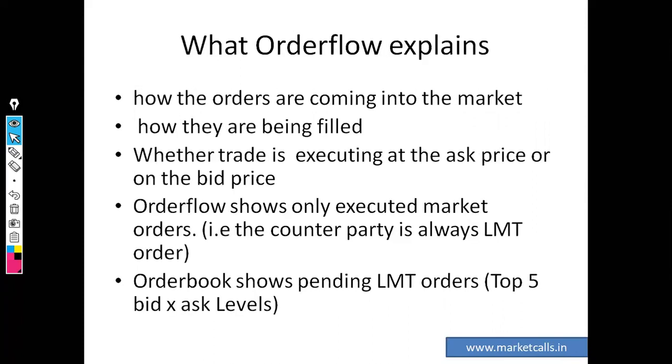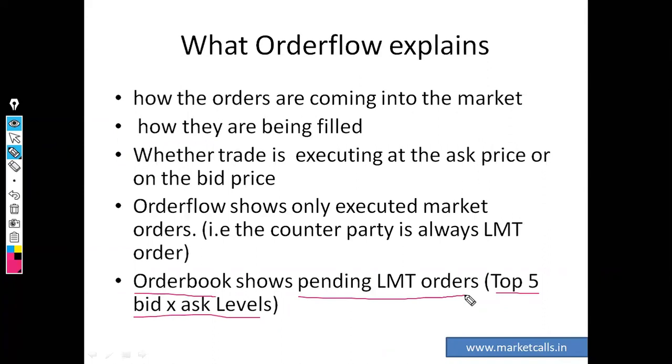So what order flow explains is how the orders are coming into the markets. Mostly it only talks about market orders. It doesn't talk about limit orders, right? What you are looking at in the order book is mostly the pending limit orders. If you look into your broker terminal, it shows you the top 5 bid and ask levels, right? They are nothing but pending limit orders, and they don't have any control over moving the markets. Who has the control is the one who is punching the market order, right? They are the ones who have the control.